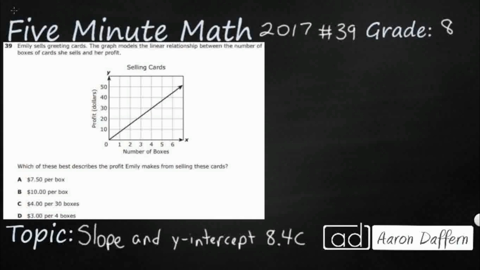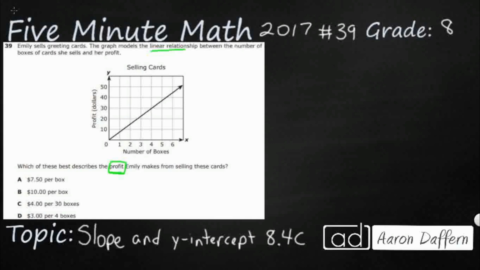So Emily is selling greeting cards. We have a linear relationship here between the number of boxes she sells and her profit. That makes sense. The more boxes you sell, the higher the profit. So you have an increasing graph right there. And so it just asks us to describe the profit. And it seems like we're wondering, how do we find that on this graph? Well, let's see if we can figure out what this profit is on this graph.